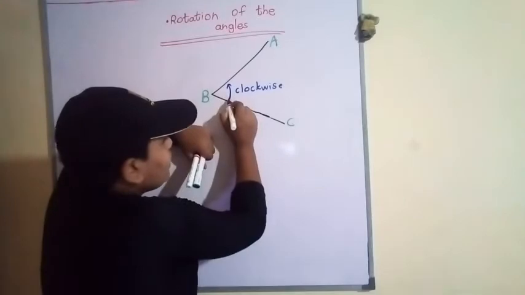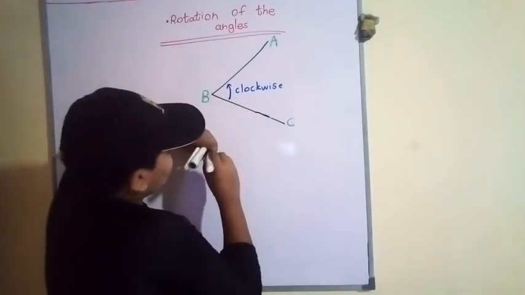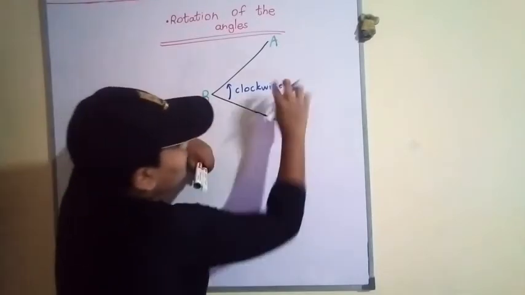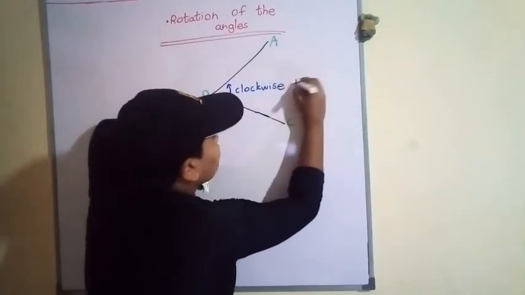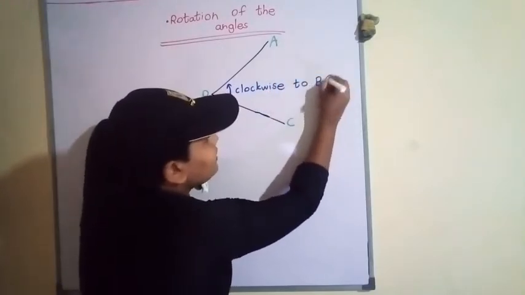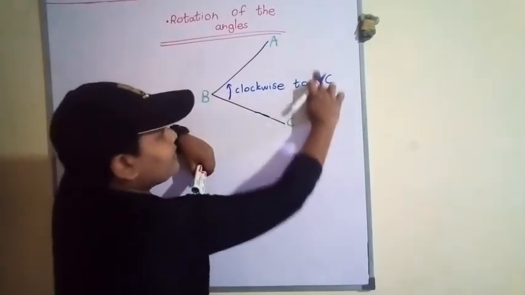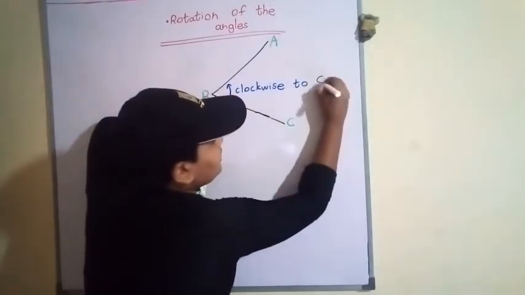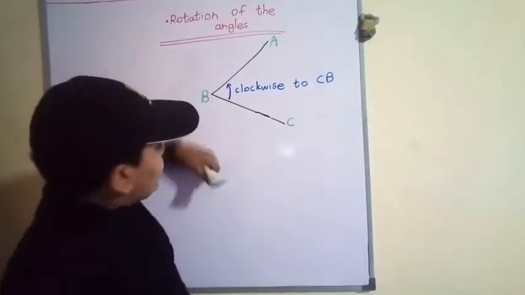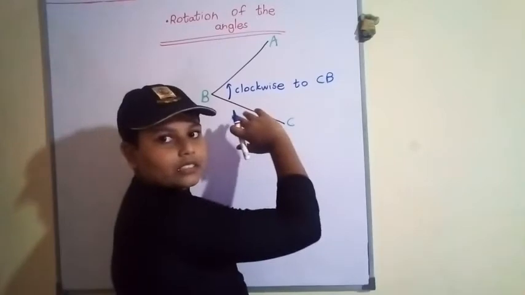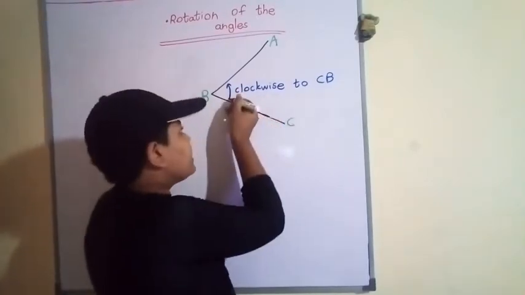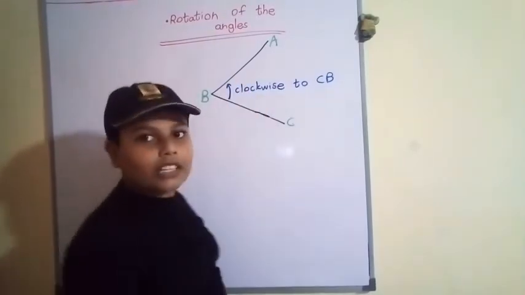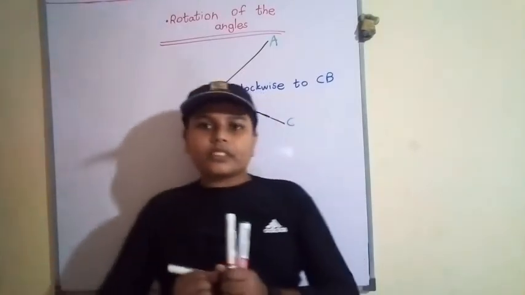Now, they are going to this. You can name this as clockwise to BC, or you can name this as what? CB. C to B, C to B clockwise. Right?